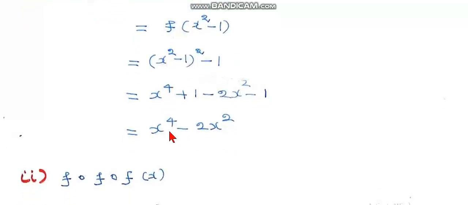Expand this, a minus b whole squared: x power 4 plus 1 minus 2x squared, minus 1. That is x power 4 minus 2x squared.